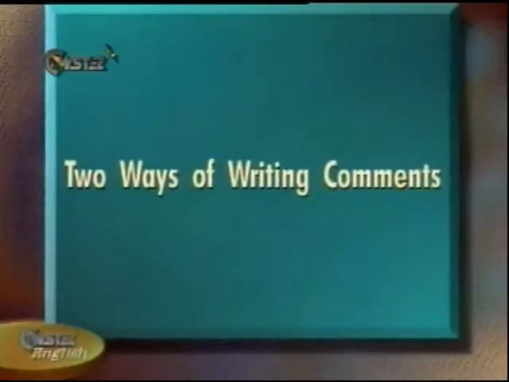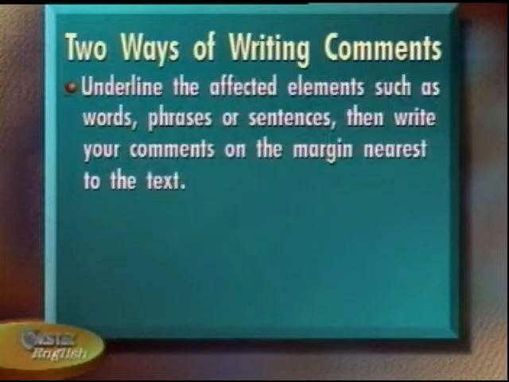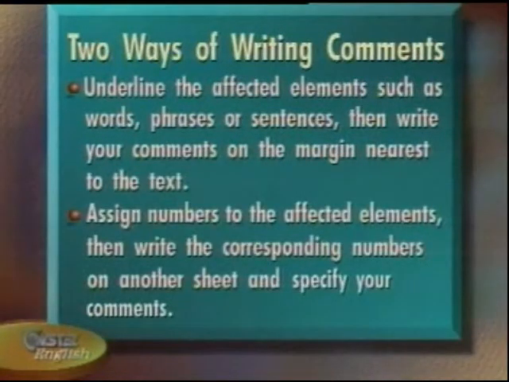Specific written comments and suggestions are more effective than comments such as fair, good, needs more work, or excellent. How is correction of student writing done? There are two ways of writing comments on your student's work. One is by underlining the words, phrases, or sentences which need reworking, and then writing comments on the margin nearest the part of the text with composition problems. Another way is by assigning numbers to the elements that need correction.